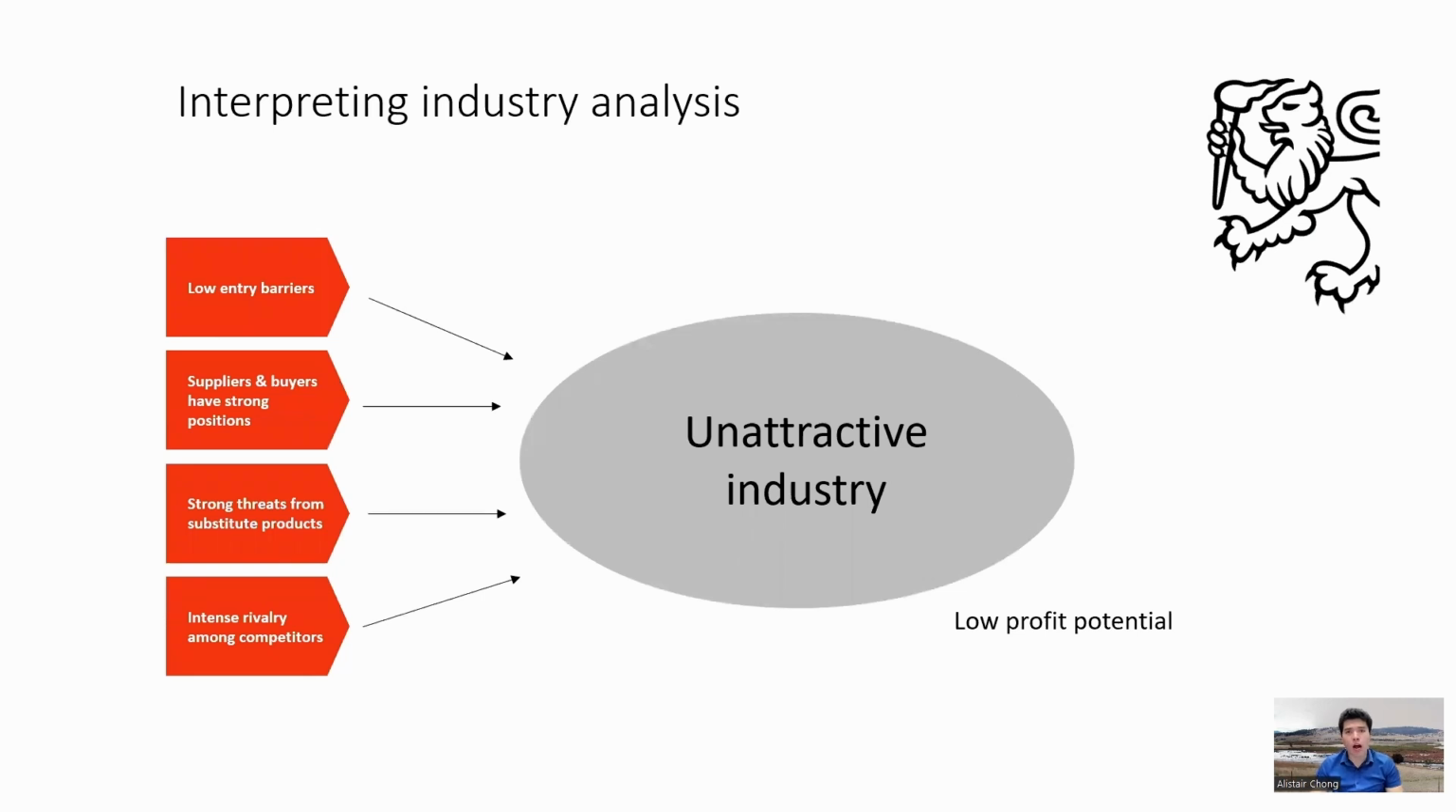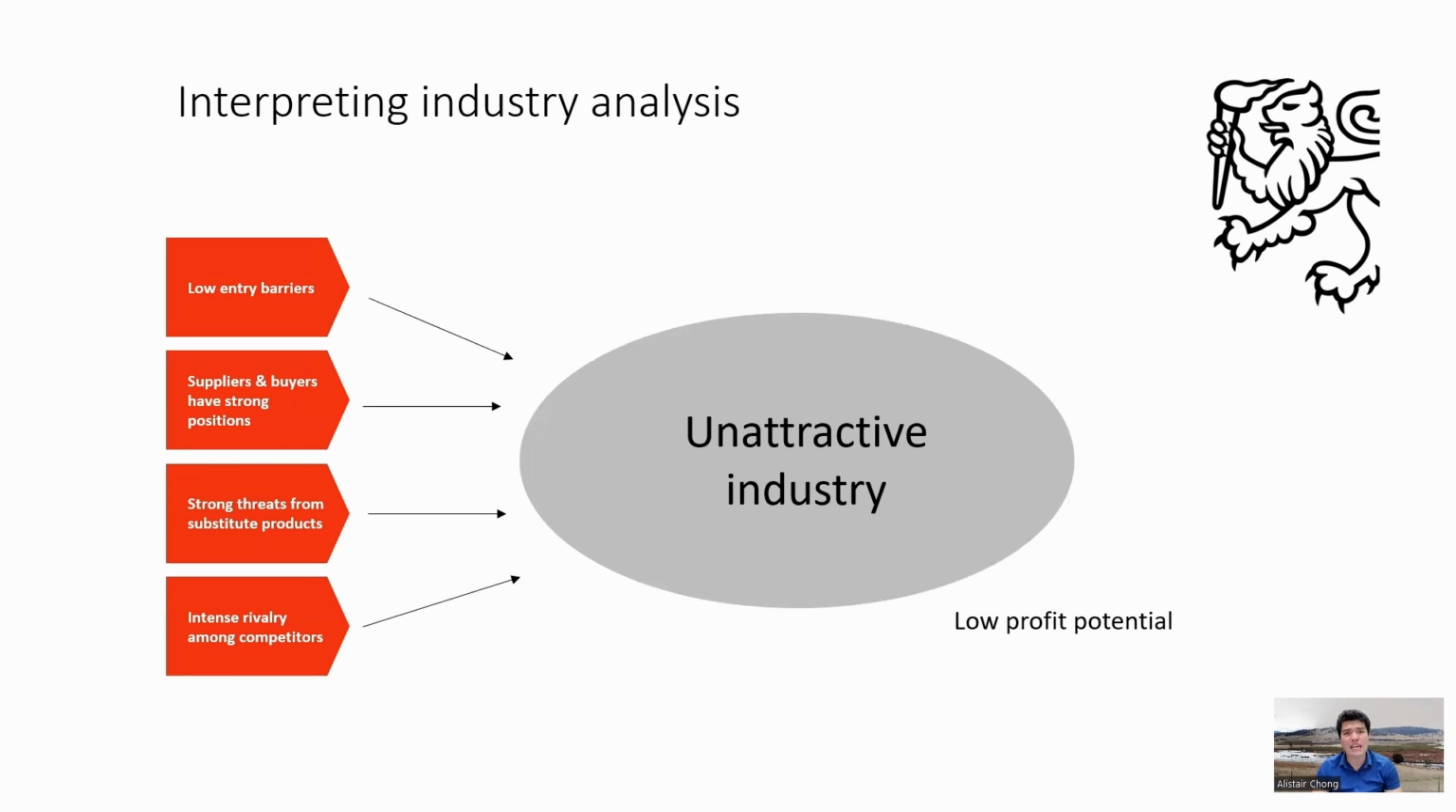So there are two types of industries when we look at trying to interpret them for whether we enter them into a marketplace. The first is what we call an unattractive industry. And this is often characterized by low entry barriers, suppliers and buyers having strong positions, or high supplier power and high buyer power, strong threats from substitute products. So there are many other types of products on the market in the same essence, and intense rivalry among competitors. So it's a fairly standardized product, or there are lots of competitors in the industry.